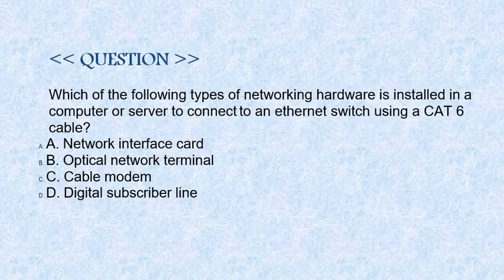The next question is, which of the following types of networking hardware is installed in a network or server to connect to the Ethernet switch using a Cat6 cable? The options are option A, network interface card, option B, optical network terminal, option C, cable modem, option D, digital subscriber line. The correct answer is option A.